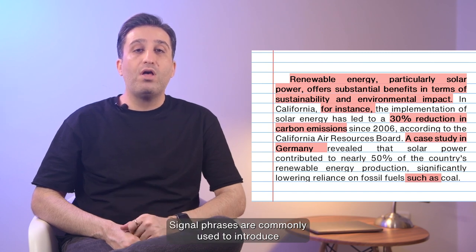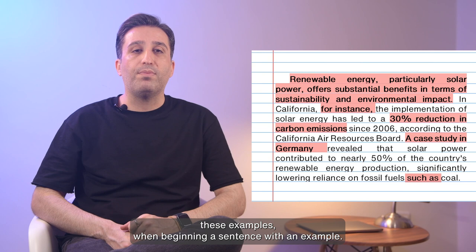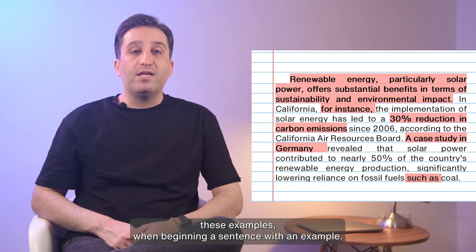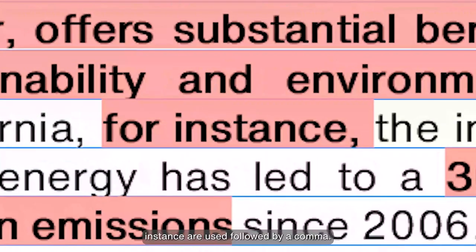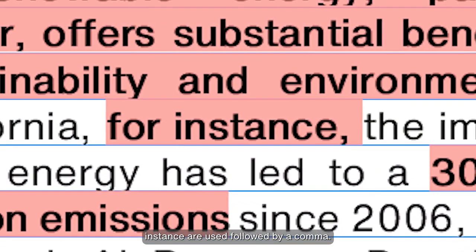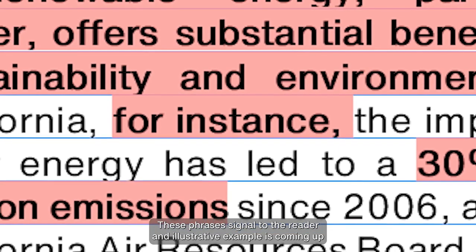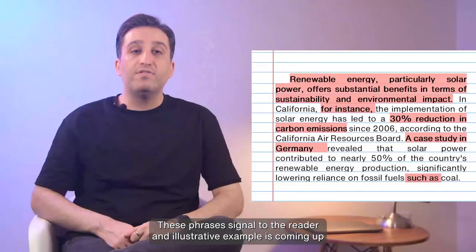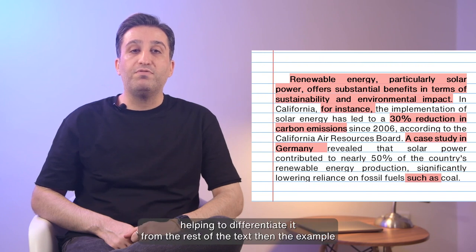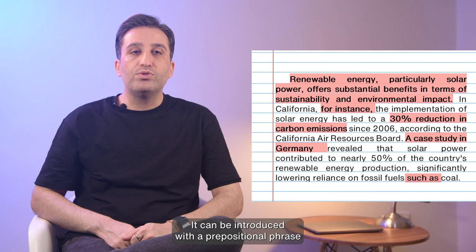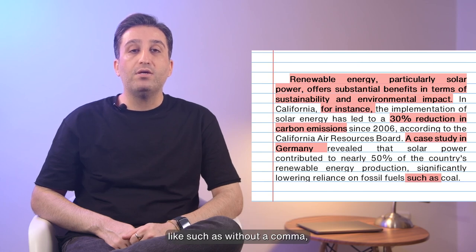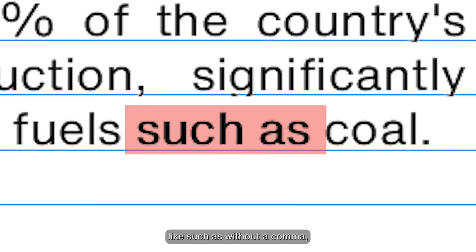Signal phrases are commonly used to introduce these examples. When beginning a sentence with an example, phrases like "for example" or "for instance" are used, followed by a comma. These phrases signal to the reader an illustrative example is coming up, helping to differentiate it from the rest of the text. When the example is just a word or a short phrase rather than a full sentence, it can be introduced with a prepositional phrase like "such as" without a comma.